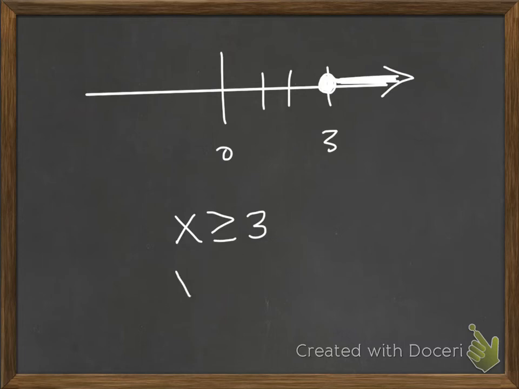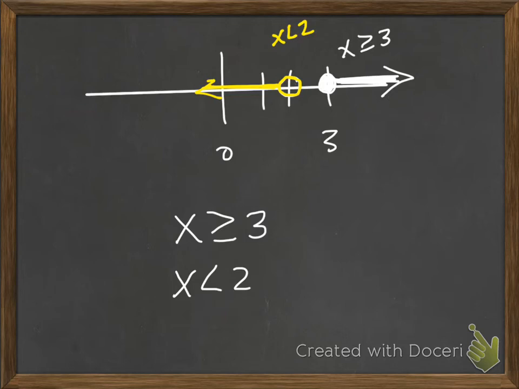If you had x is less than 2, what they would do is draw a circle at the 2 and draw an arrow this way. But notice that circle doesn't get filled in, it stays open. So this is x is less than 2. This is x is greater than or equal to 3. So if it's equal to, the circle gets filled in. If it's not equal to, which is greater than or less than, the circle is left open.